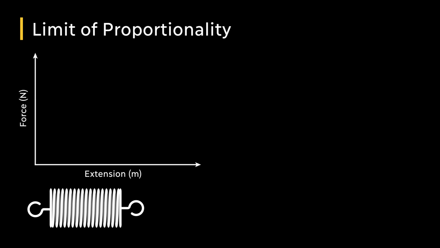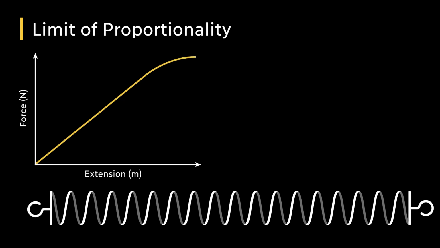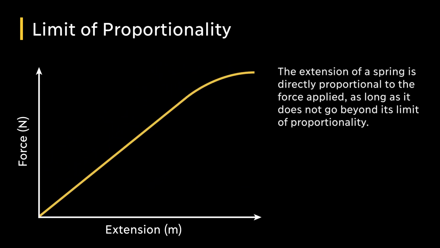There's another major factor that affects springs, and that's their limit of proportionality. I've got that coil spring here again. I'm going to plot a graph of its extension against the force being applied to the spring. Initially, as expected, the force and extension are directly proportional. We have a straight line that goes through the origin. But then, it reaches a point beyond which suddenly, the spring extends more than expected, with only a small increase in the force. This point is known as the limit of proportionality.